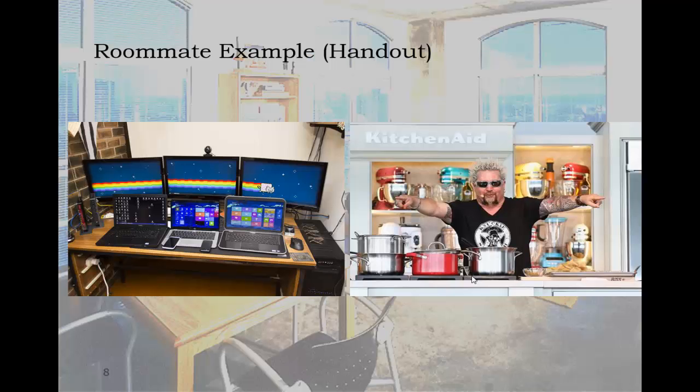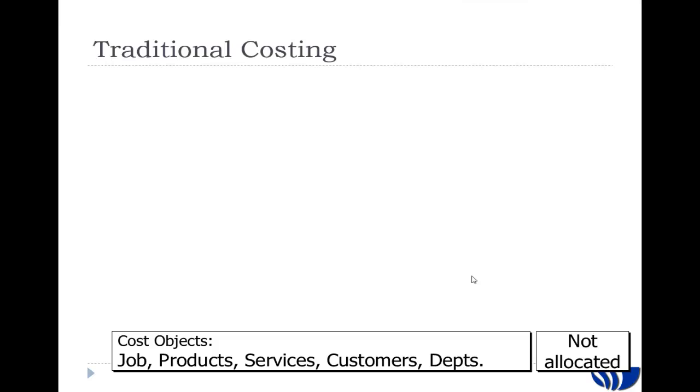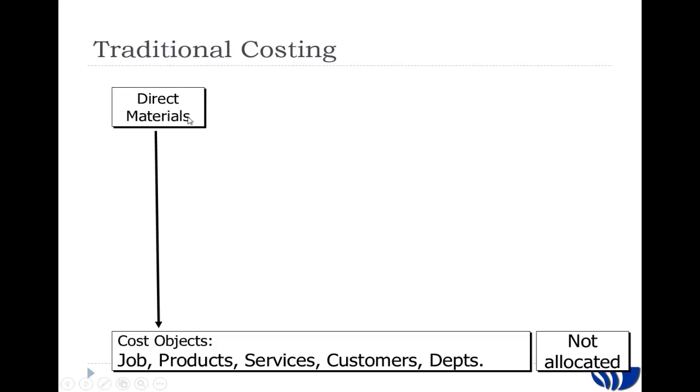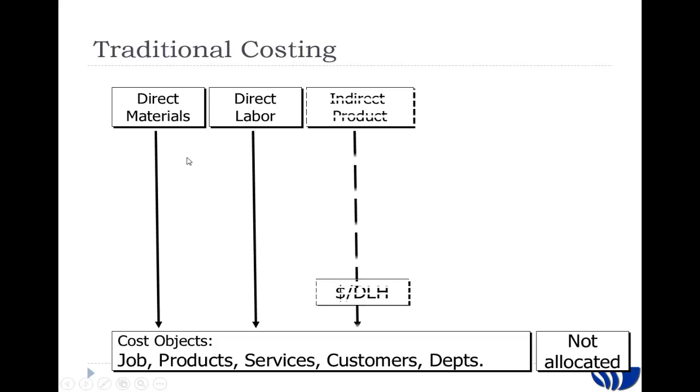Let me give you a conceptual overview. The traditional costing method says, okay, our cost objects, again, are the objects that we're trying to estimate the cost of. It could be the job, a product line, a service, a particular customer, a group of customers, or a department. And so traditionally what we do is we take the direct costs, those are easy to assign, only the direct product cost. And then the indirect product costs, we lump those all together, that's like the utilities, and we assign those in proportion to one cost driver.